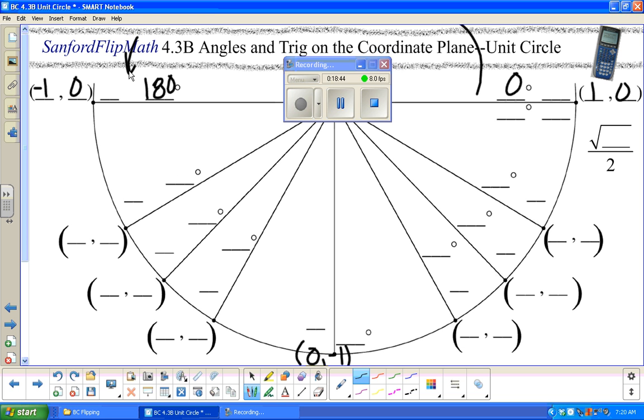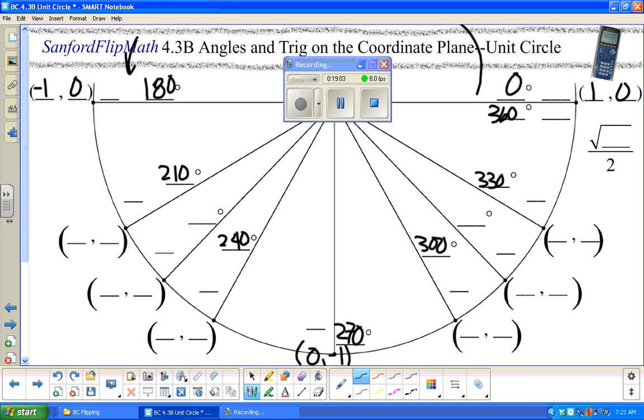Okay, so I'm picking up at 180. I'm just going to number through 180, 210, 240, 270. I'm numbering by 30s. 300, 330, 360. We're back at the right-hand side of the graph.